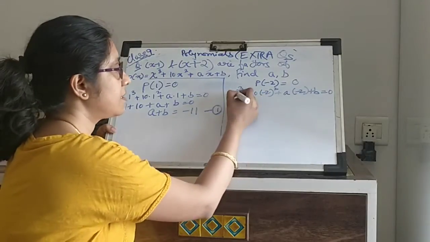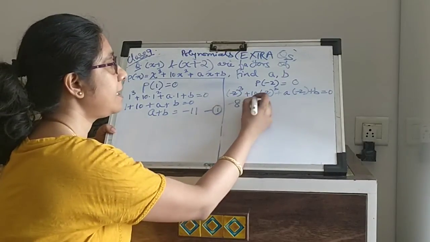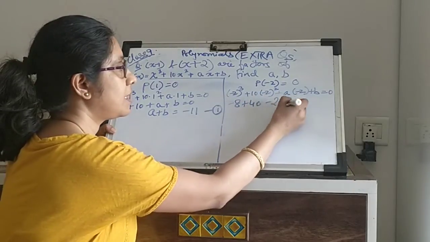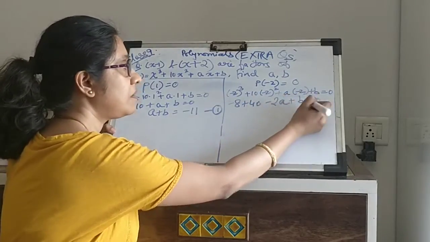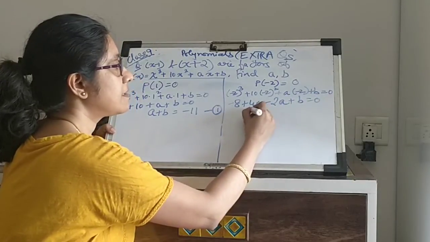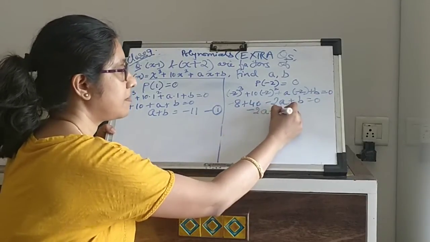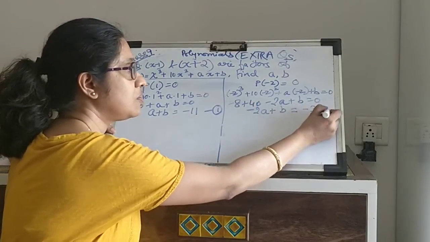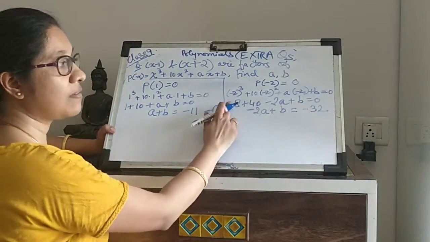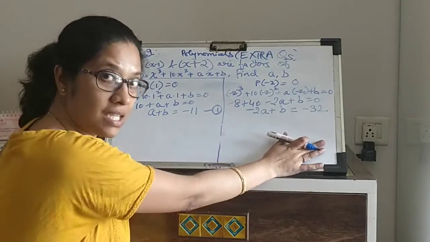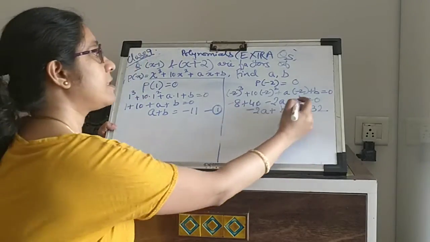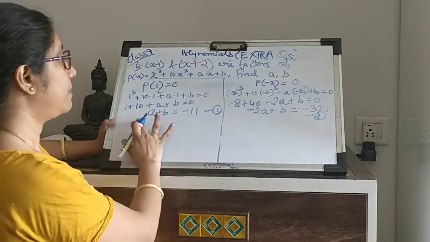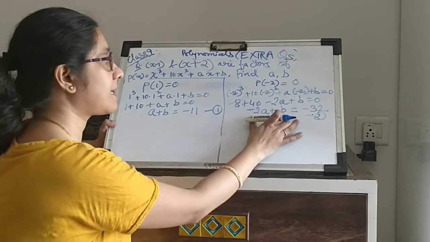Now let's solve this. This is minus 8 plus 40 minus 2a plus b is 0, which says minus 2a plus b will be minus 32. All I'm doing is just solving this, okay? It's not a big deal. So this is my second equation. What do I have? My first equation and second equation.